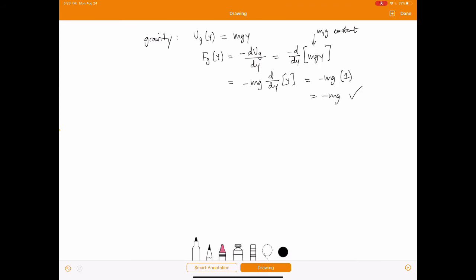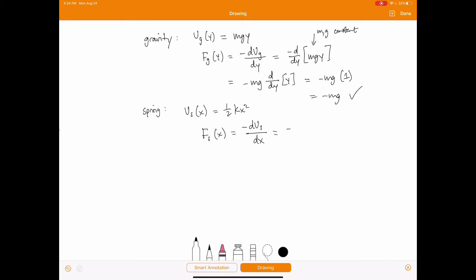So it works. Okay, what about for the spring potential energy? Well, the potential energy function is a half times kx squared. And again, the idea should be that the force as a function of x should be minus the derivative of the potential energy with respect to x.